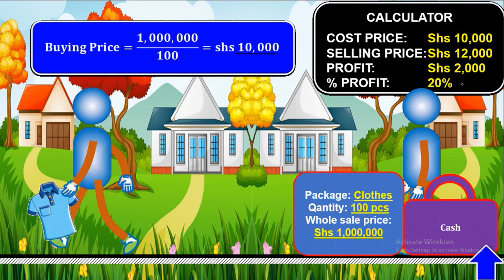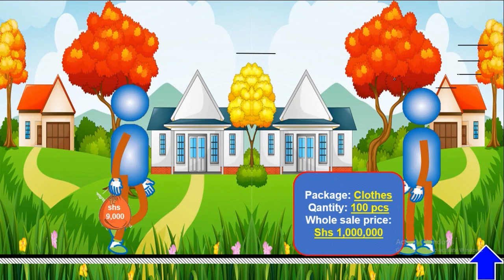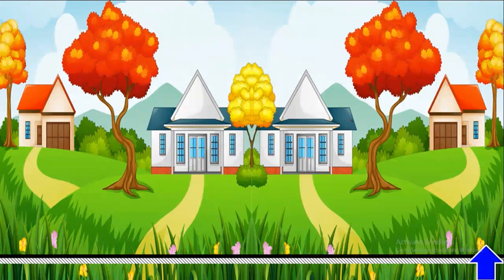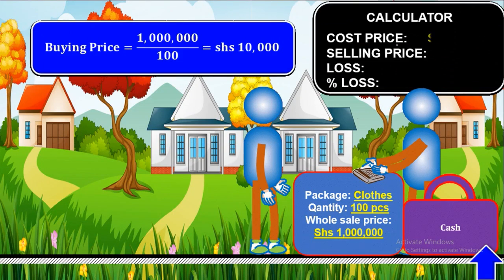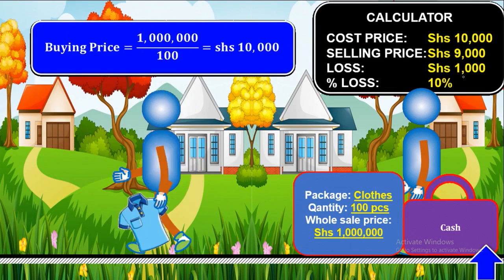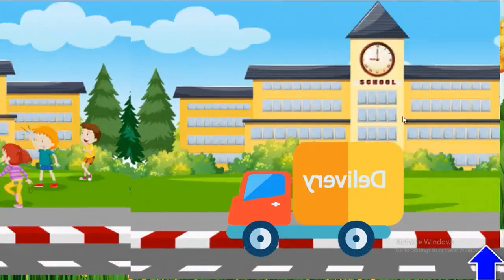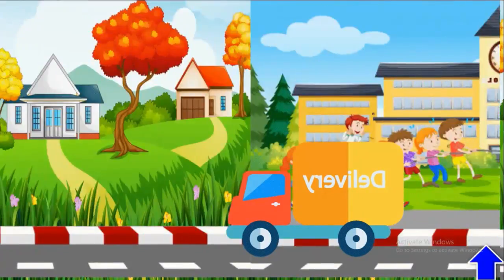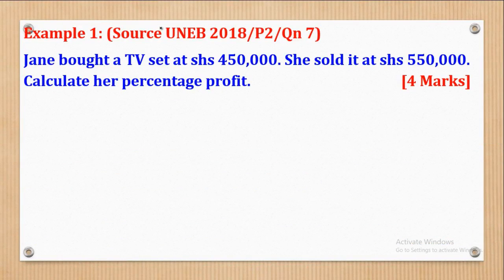Now this percentage profit will be 12,000 over the cost price, which is 10,000, multiplied by 100. In this case it comes with 9,000 shillings and buys, so that means that there is going to be a loss. So 10,000 minus 9,000 will give you 1,000. That is why you see here 1,000 shillings, and the percentage loss will be 10%, because 1,000 over 10,000 multiplied by 100 will give you 10%. So basically those are the terms, and now let's go to the examples.